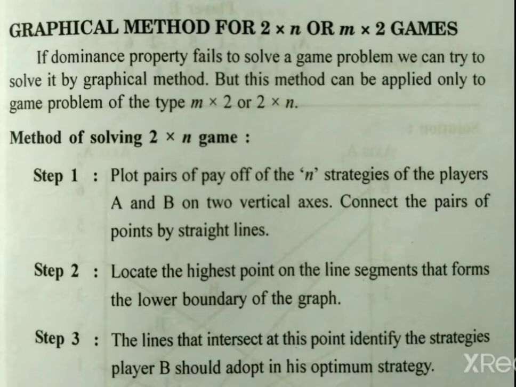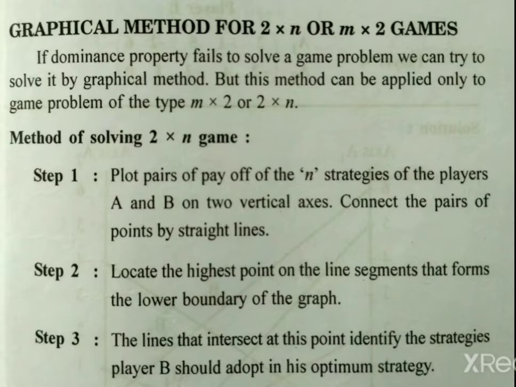Now we come to the graphical method. First is the method of solving a 2 by n game. The first step is to plot pairs of payoffs of the n strategies of the players A and B on 2 vertical axes. Anyway, you have to draw 2 vertical lines. On those lines, you have to mark the values. Connect the pairs of the points by straight lines.